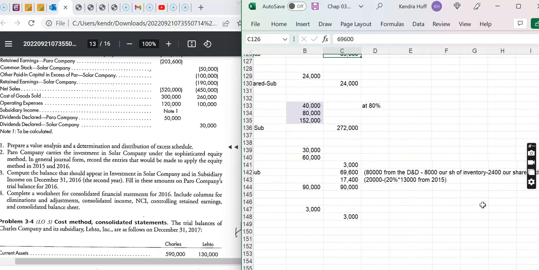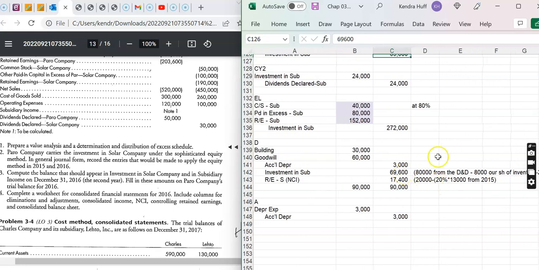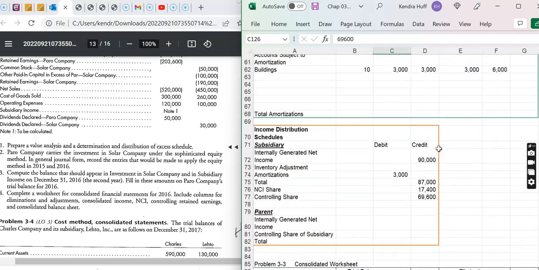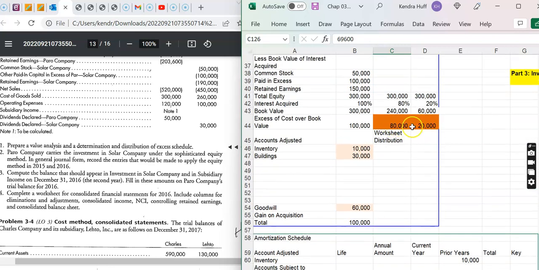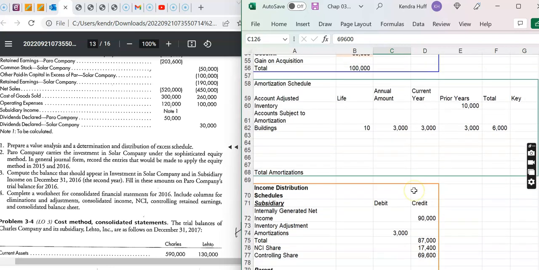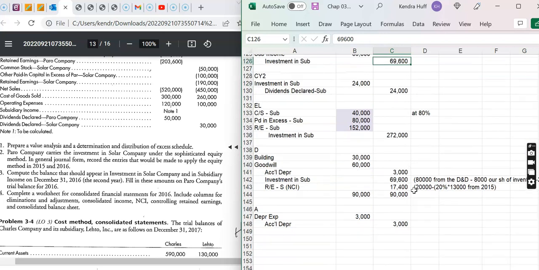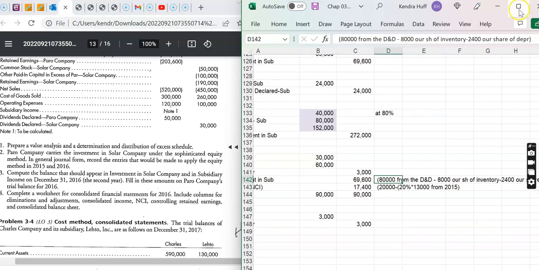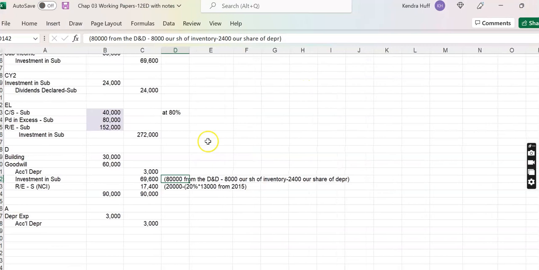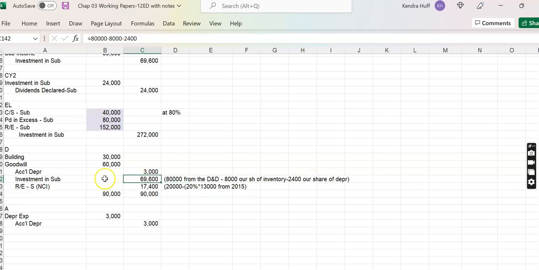All right, so instead of using the 80-20 up here, like we've been doing for the simple equity, it's the 80,000 from the D&D minus our share of the 8,000 from the inventory last year and our 2,400 share of depreciation from last year. All right, so that's how we got the 69.6 here.